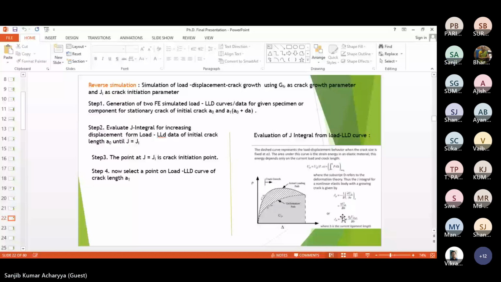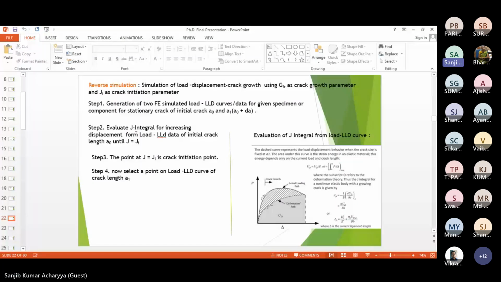So first of all, suppose we would like to simulate the load deformation curve for a CT specimen with known initial crack length, known thickness, etc. We can model the CT specimen in some finite element software and generate the load versus LLD curve for a stationary crack. And there we don't require to give crack growth data as input. We have to simulate two curves, one with crack length A0, another with A1, where A1 is equal to A0 plus dA, some amount of additional crack. These two simulated curves are to be generated using some finite element simulation package.